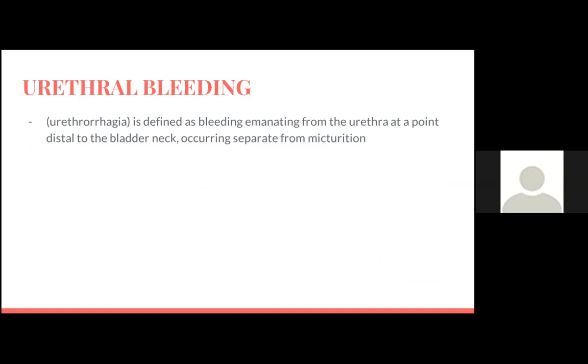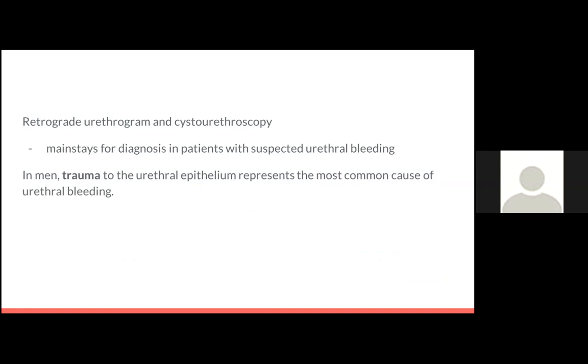For urethral bleeding, it is defined as bleeding emanating from the urethra at a point distal to the bladder neck, occurring separate from micturition. Retrograde urethrogram and cystourethroscopy are the mainstays for diagnosis in patients with suspected urethral bleeding.